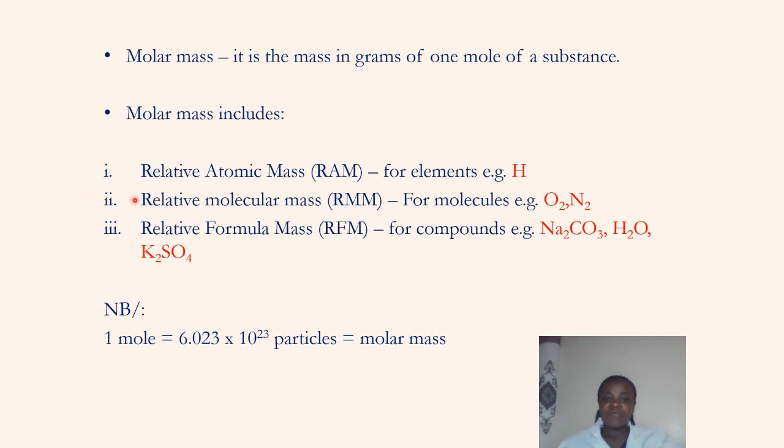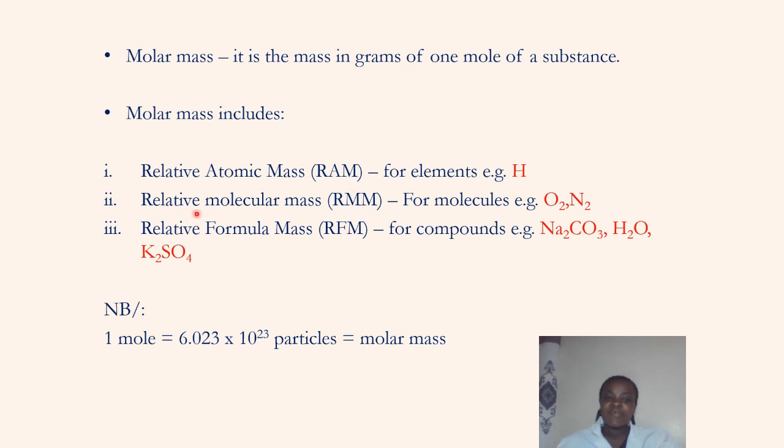Relative atomic mass, we talk about it when we are dealing with elements. Elements are, for example, hydrogen, carbon, sodium, calcium, potassium. All those are elements. We can name all the 20 elements in the periodic table that we looked at in Form 2. So we deal with relative atomic mass when we are referring to elements.